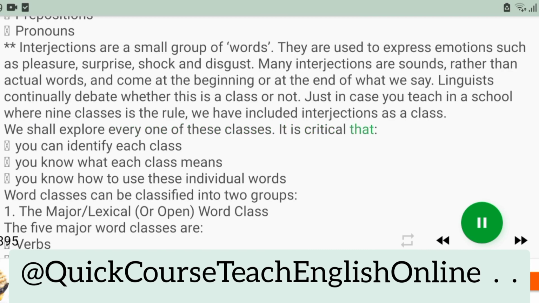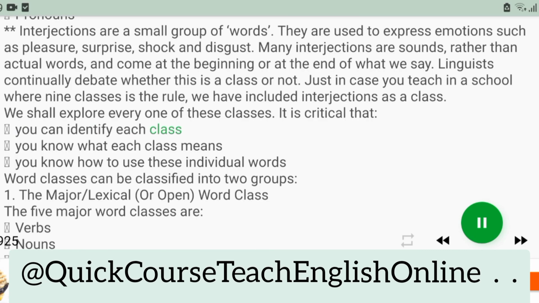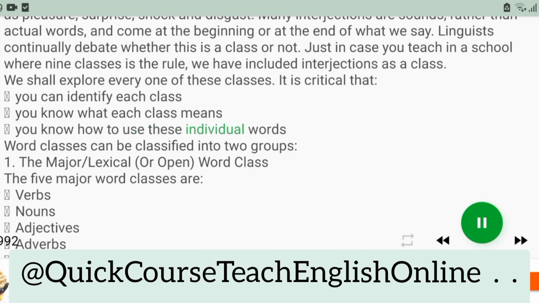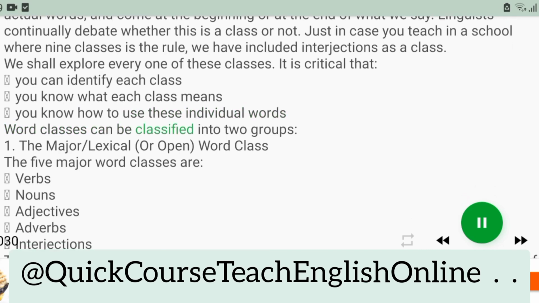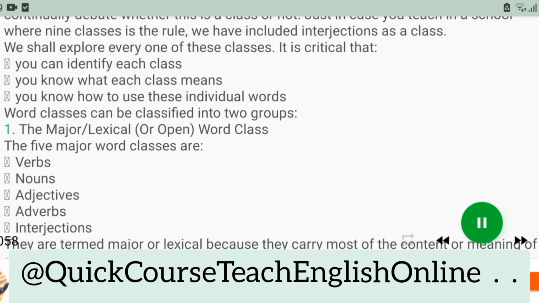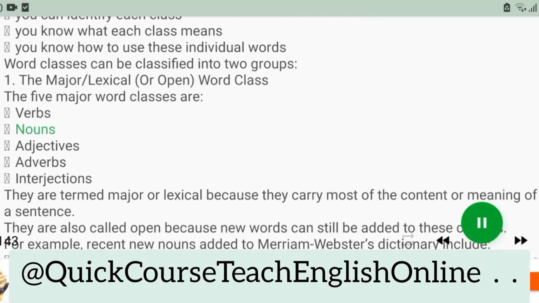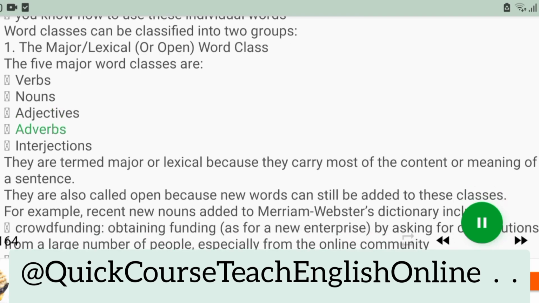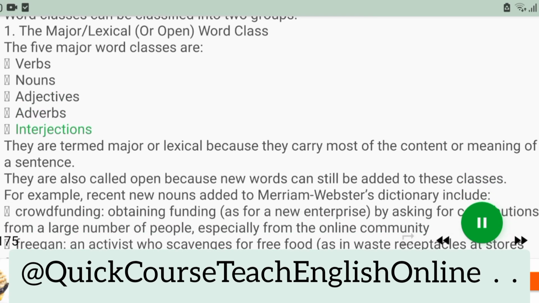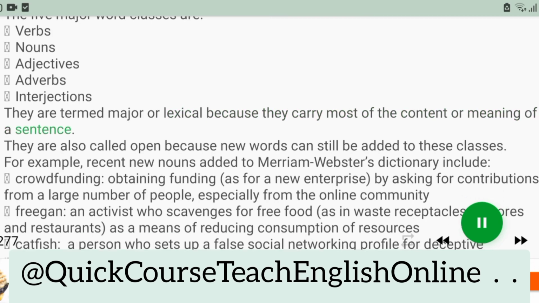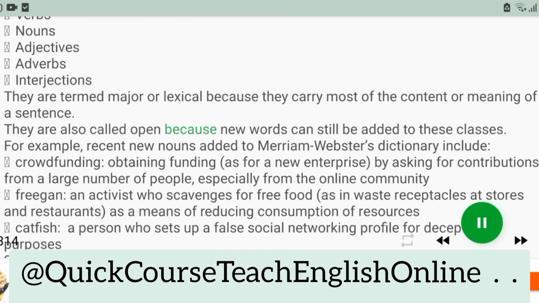It is critical that you can identify each class. You know what each class means. You know how to use these individual words. Word classes can be classified into 2 groups. 1. The major, lexical, or open, word class. The 5 major word classes are verbs, nouns, adjectives, adverbs, interjections. They are termed major or lexical because they carry most of the content or meaning of a sentence. They are also called open because new words can still be added to these classes.